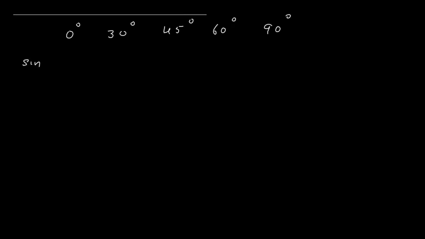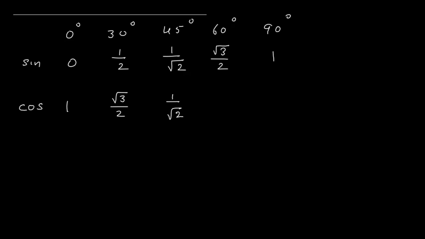So sine of 0 degree is 0, sine of 30 degree is 1 upon 2, sine of 45 degree is 1 upon root 2, sine of 60 degree is root 3 upon 2 and sine of 90 degree is 1. The second ratio which we will discuss is cos. Cos of 0 degree is 1, cos 30 degree is root 3 upon 2, cos 45 degree is 1 upon root 2, cos 60 degree is 1 upon 2 and cos 90 degree is 0.